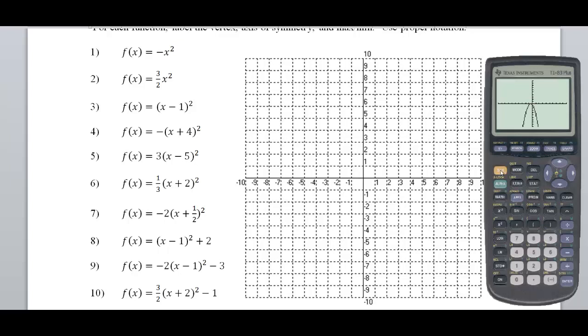And what's interesting about this is that since we want to see the vertex, if we go to the table, we're not going to actually get to see that symmetric point, because you'll see that the vertex is not actually on the screen. Our vertex is shifted a half point, so we should go click second window and change either our start or our change in the table.